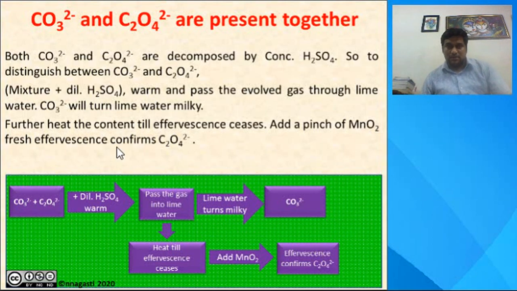The same procedure is arranged in the scheme. The mixture containing both the anions, add dilute H2SO4, warm the content, pass the gas into lime water. If lime water turns milky, that is due to carbonate. Heat the content till there is no more effervescence. Add manganese dioxide, and if effervescence arises, then it is due to oxalate.